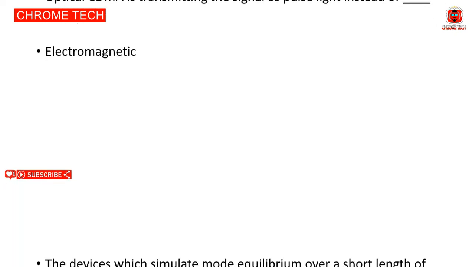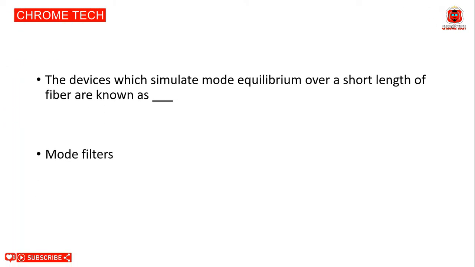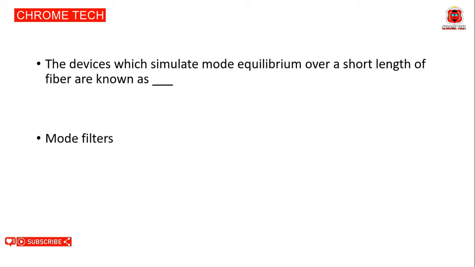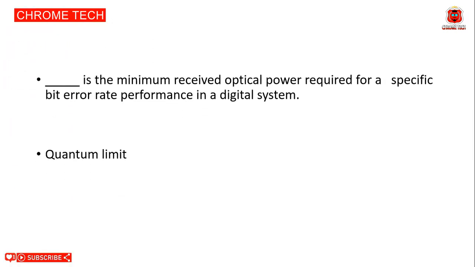Next question. The device which simulates mode equilibrium over a short length of fiber is known as dash. Mode filters is the correct answer. Dash is the minimum received optical power required for a specific bit error rate performance in the digital system. Quantum limit is the correct answer. Quantum limit is the minimum received optical power.